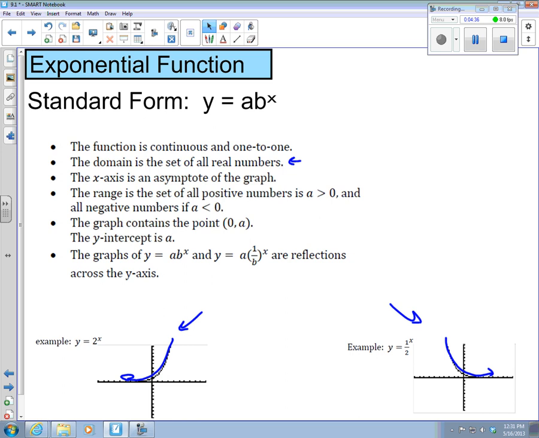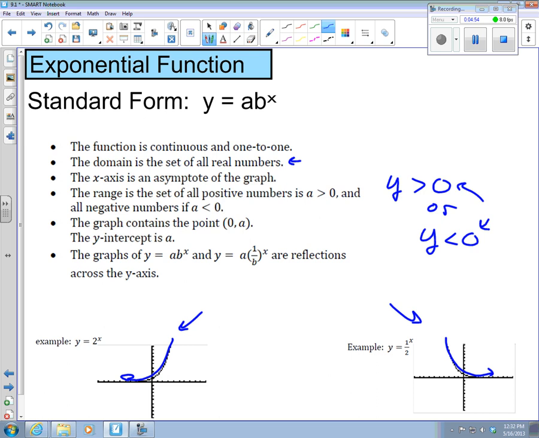The range is the set of all positive numbers if a is greater than 0, and all negative numbers if a is less than 0. So here it is. Your range is either y is greater than 0 or y is less than 0. It's one or the other. It's not the same. And it's never going to equal 0 because that would be your x-axis.